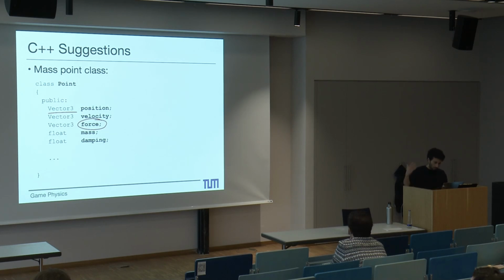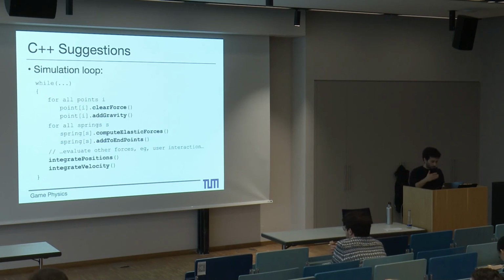Of course, we need to characterize this point by all these other physical quantities, such as the mass, the damping, and so forth. And our simulation loop is going to look something like this. For all the points in our system, we first need to remove any force that we computed in the previous step. We can add gravity because we know it's always there and always the same for all the points, and this is summed up into our force object that we have defined before.